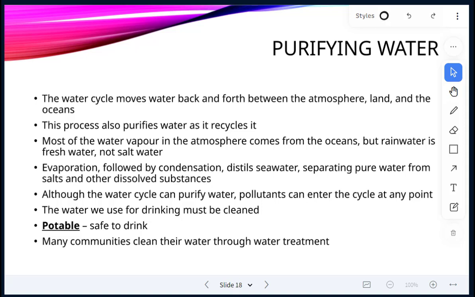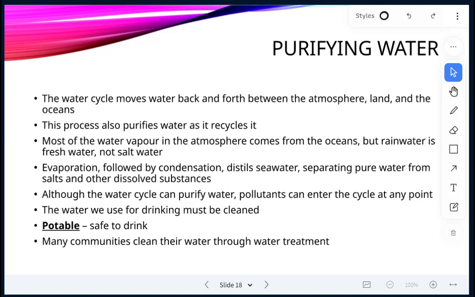So most of the water vapor in the atmosphere is coming from the oceans, but rainwater is fresh water. It's not salt water because the salt is not being evaporated. It's just the water. So evaporation, then followed by condensation, it distills the seawater, separating pure water from salts and other dissolved substances.